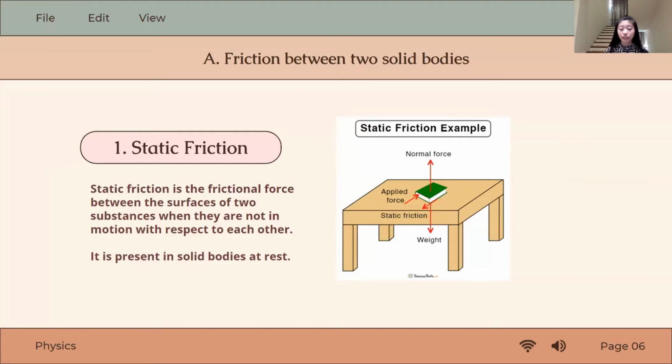So what is static friction? Static friction is the frictional force between the surfaces of two substances when they are not in motion with respect to each other. In simpler terms, static friction is the friction present in solid bodies at rest. The example is a book on top of a table. So the book doesn't fall or doesn't move. It is because there is the presence of static friction. The static friction basically holds the book to not move around.